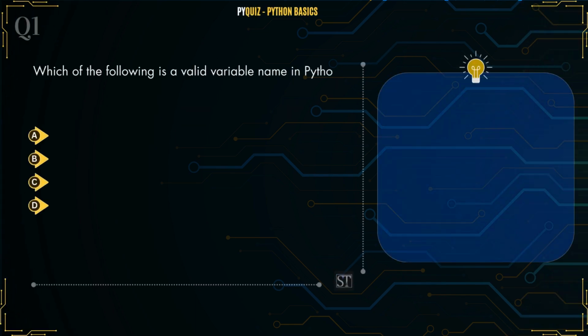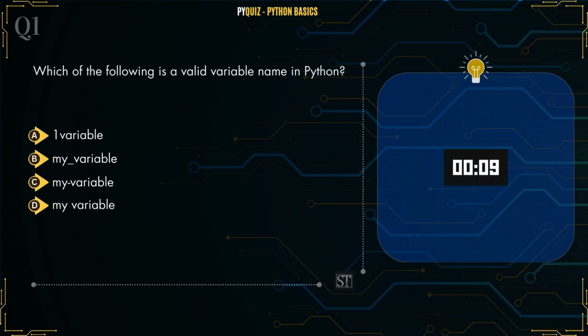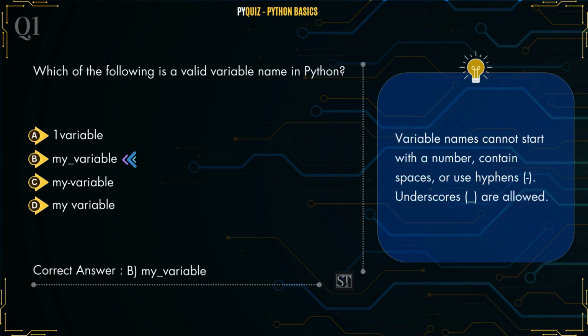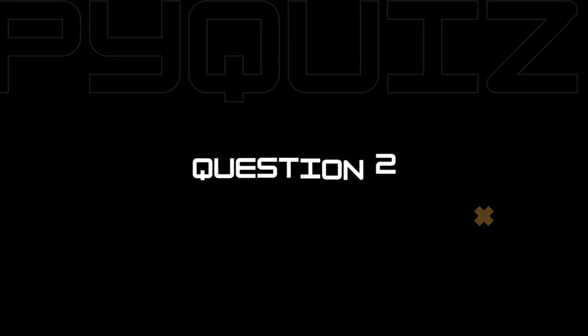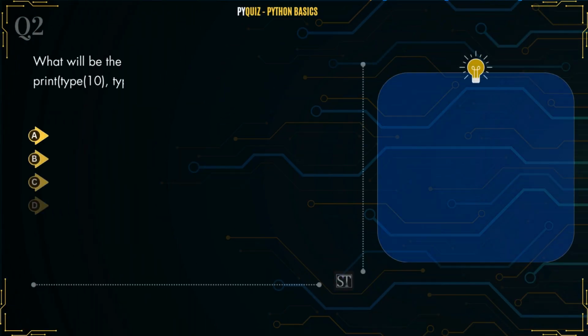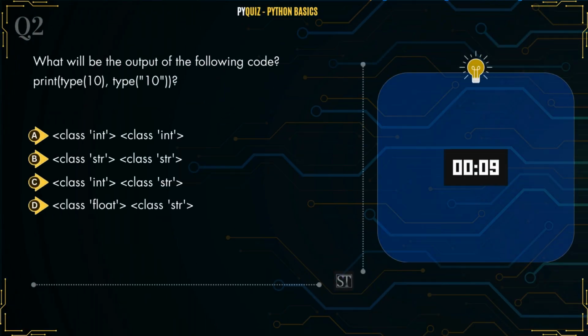Which of the following is a valid variable name in Python? The correct answer is B. What will be the output of the following code? The correct answer is C.